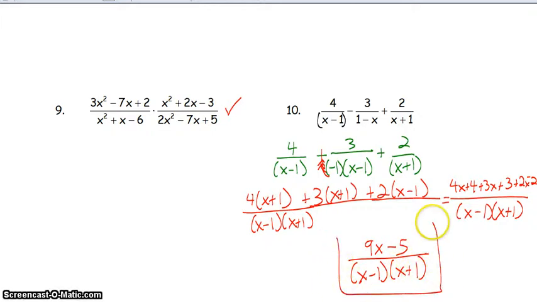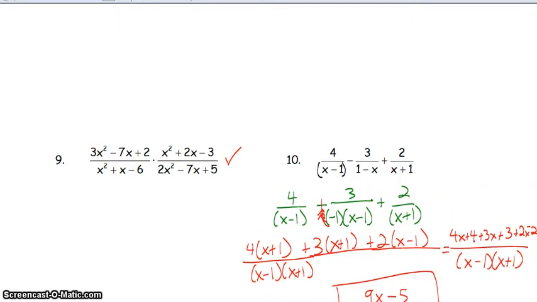And that should be the final answer. Can't do anything else with it. We have a common denominator. We added our like terms. And we simplified it. We can't take anything else out or cancel anything else out. So that's how you do number 10.